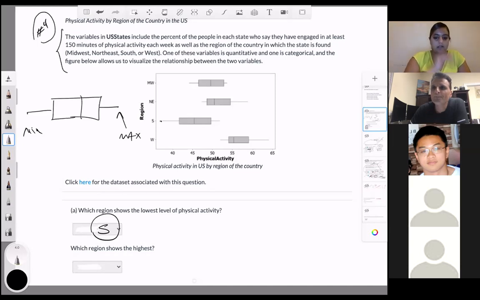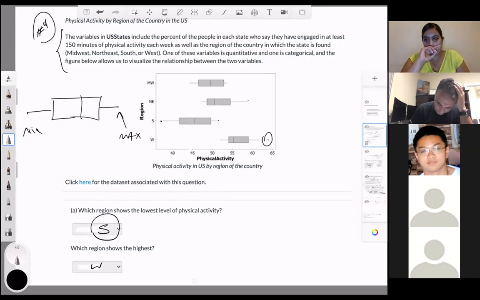Is it West? Which region shows the highest is the West, correct? This point is a maximum. Each one has a maximum, but this guy has a higher maximum. It will be West. If you have a question like this in the exam, it's super easy. Because you know it is easy. If you don't know, it will be complicated.